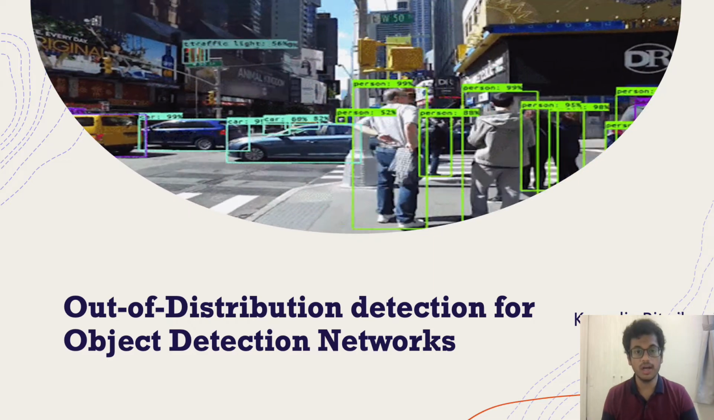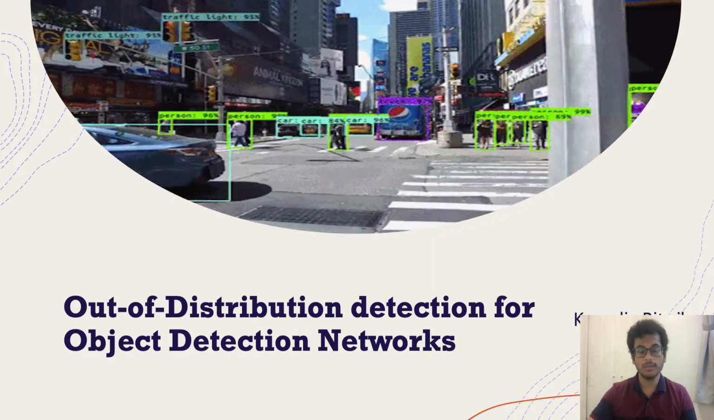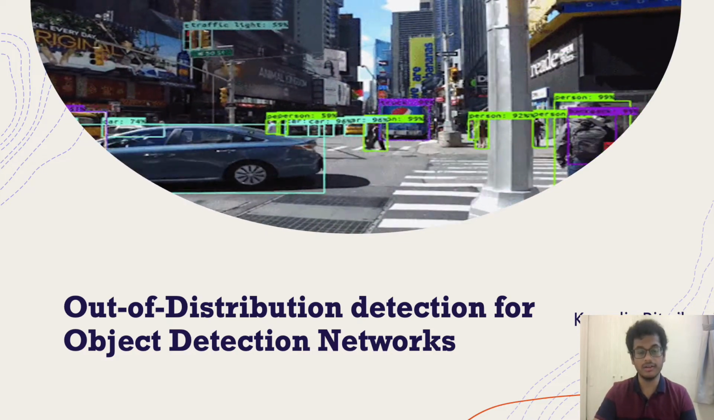In my FYP, I aim to dive deep into how object detection can become more robust using a method called out of distribution data detection.